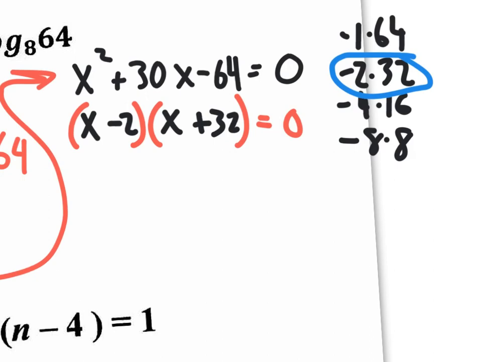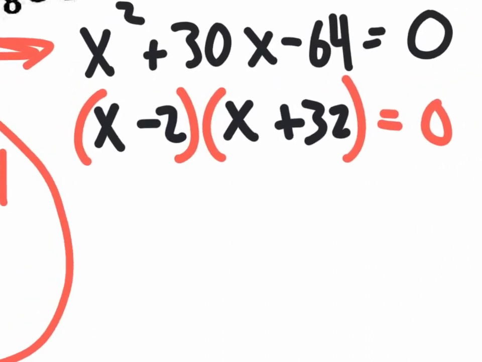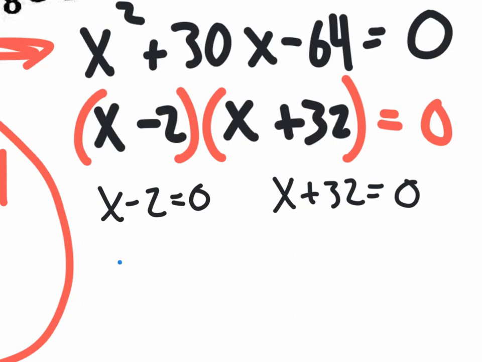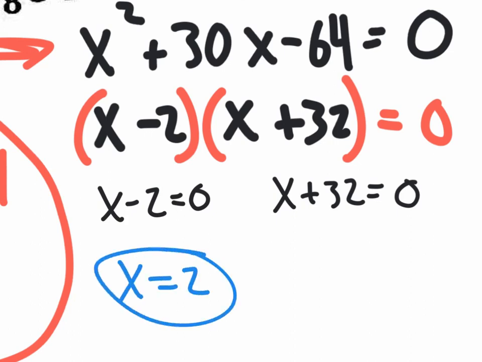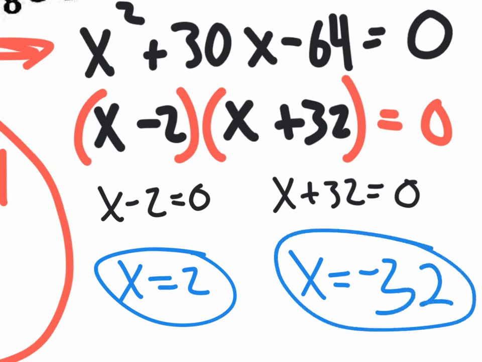Now of course this is a factored form. And now we need to split them and solve using the zero product property. That means that x minus 2 could equal 0, x plus 32 could equal 0. And if you solve both, you're going to get x equals 2 and x equals negative 32. That's ugly.